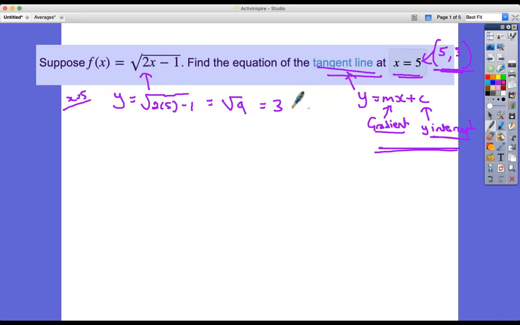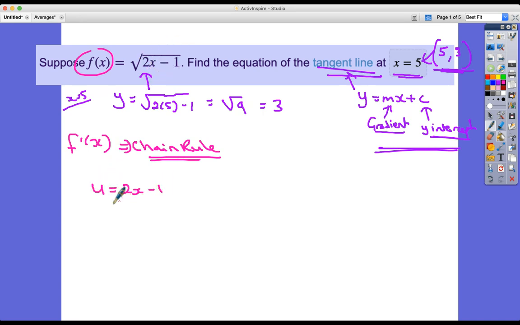The way that we do that is that we're going to have to find the gradient function. Okay, so the gradient function, f dashed x, is going to be found via the chain rule, because what we've got here is a function within a function. The function within the function is 2x minus 1. And then if we rewrite the overall function, y equals, in terms of u, what we've got is square root of u, which is u to the power of a half.